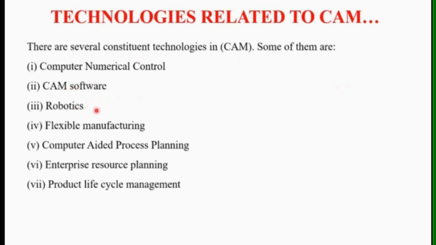Then nowadays in the industries, various robots are used. These robots have replaced human beings and human work. Then similarly, the flexible manufacturing system is there. This is a new technology developed related to CAM. Computer-aided process planning is there. Enterprise resource planning: in enterprise resource planning, the various resources are planned. In product lifecycle management, CAM also helps. Product lifecycle management is one technology related with CAM.